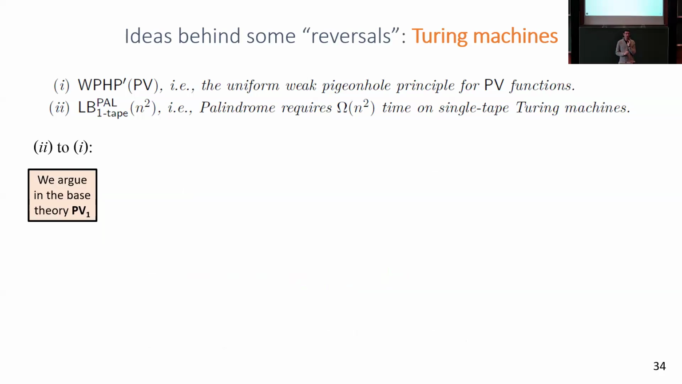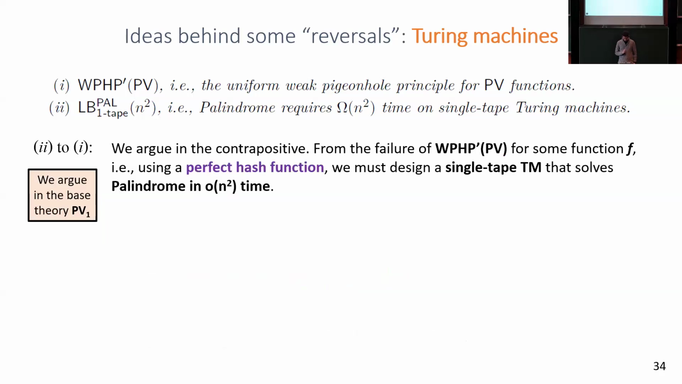Now, the most interesting direction is how to go from 2 to 1. So if you could show single-tape Turing machine lower bounds in PV, why do you need to prove the weak pigeonhole principle? And again, we're going to argue in the contrapositive. So let's assume that the weak pigeonhole principle fails for some function f. And again, we want to use this f as some kind of perfect compression scheme. Okay, so it's mapping n bits to n-1 bits in a perfect way.